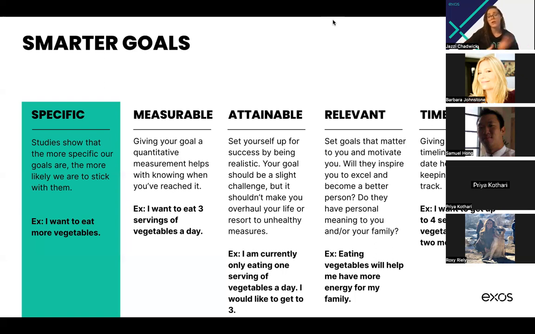So again, going with our vegetable example, I want to eat up to 4 servings of vegetables a day in the next 2 months, right? So now we have that end date where we're going to have to start adding in and changing things and making our goal stick in a shorter time frame versus throughout the whole 2023. Then it could be December when we're actually thinking about adding more vegetables in. So that time bound piece is really important there.